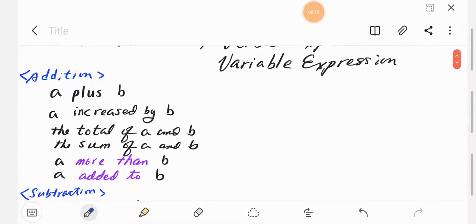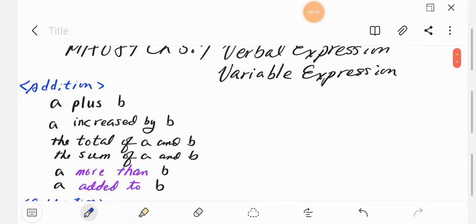So, for addition, addition is plus, right? So A plus B means A plus B. The order, A comes first and then B comes later. So A plus B means just A plus B. How about A increased by B? Same thing. A is increased by the amount B. So the order is the same. A comes first, so write A first.